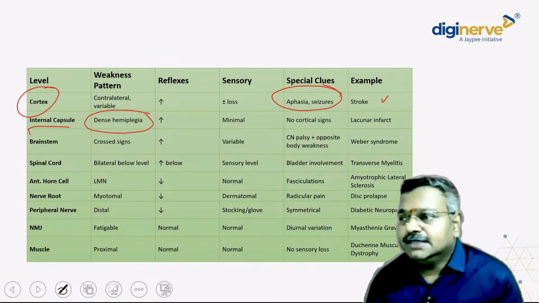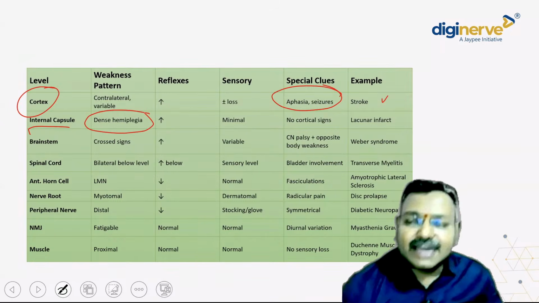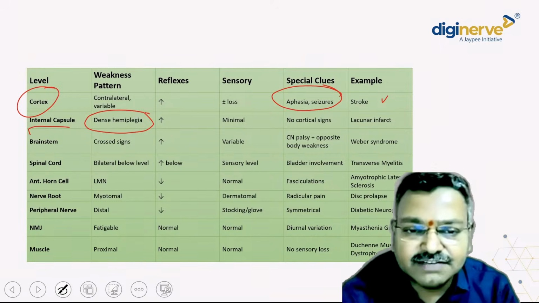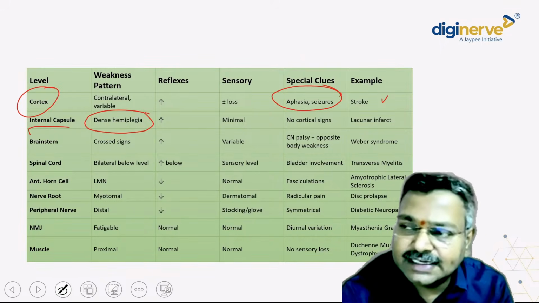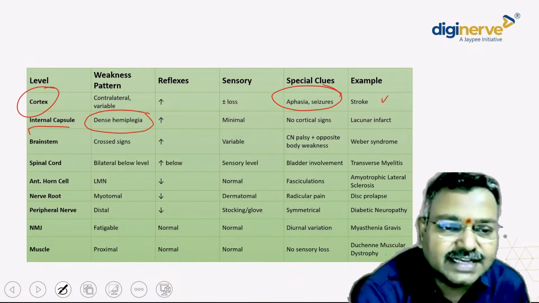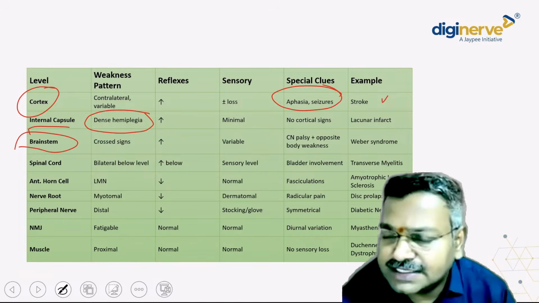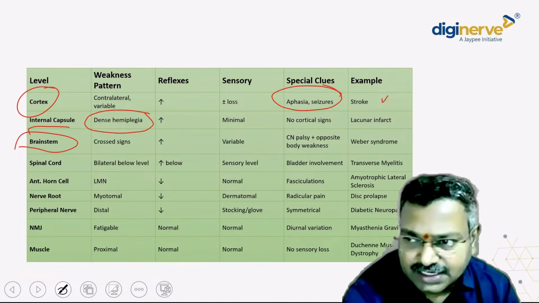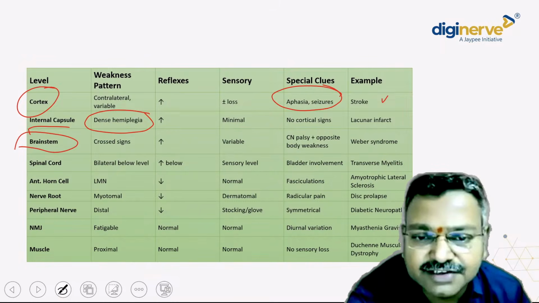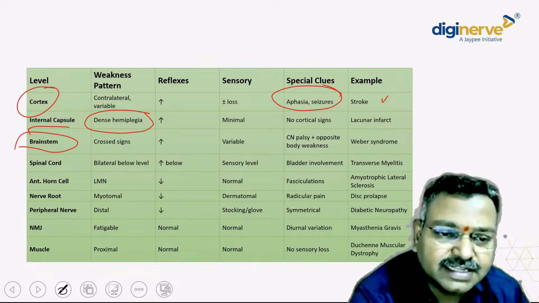Please remember, the dense hemiplegia, where upper limb and lower limb are equally involved, is the characteristic feature of an internal capsule lesion. You will have facial nerve involvement also, and the common lesion is a stroke there. This is a UMN lesion, so the reflexes are exaggerated. Next location is the brainstem. Now, in the brainstem, you have to remember there is crossed involvement, that is one side weakness, other side cranial nerve involvement. This is always a classical brainstem sign. We will discuss some of the syndromes a little later.